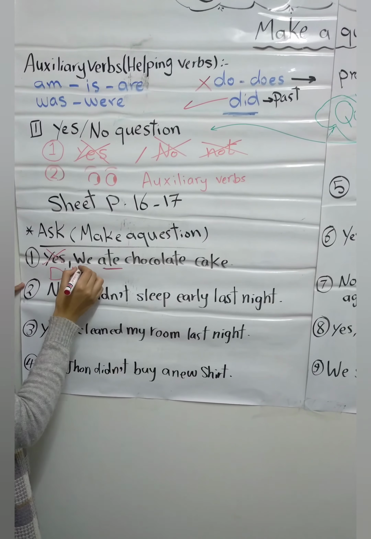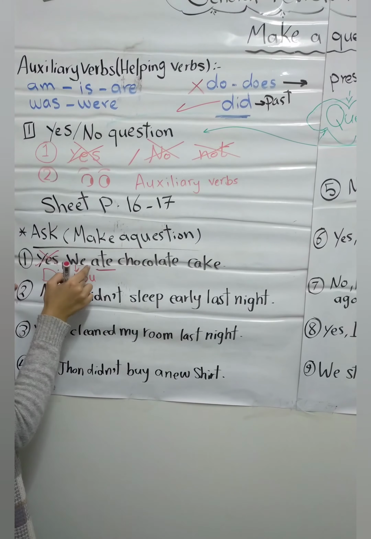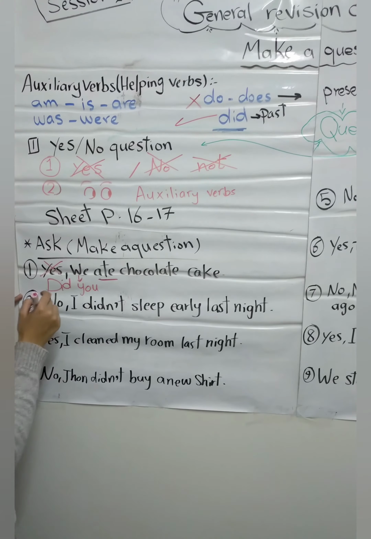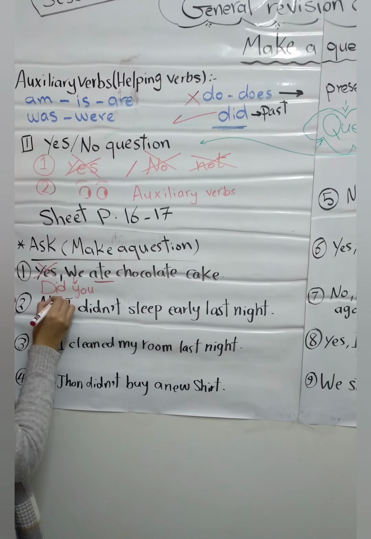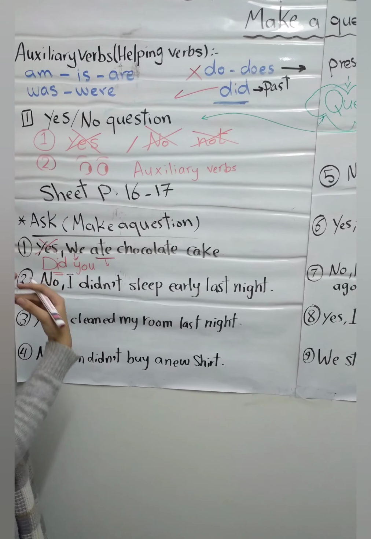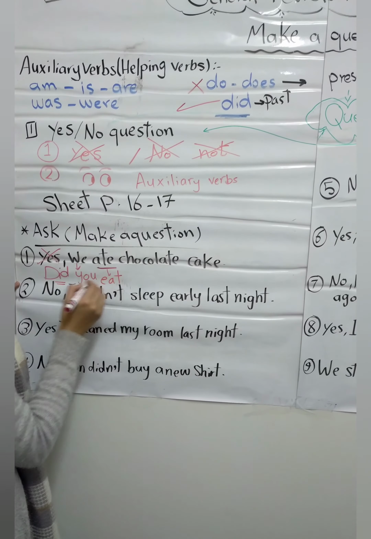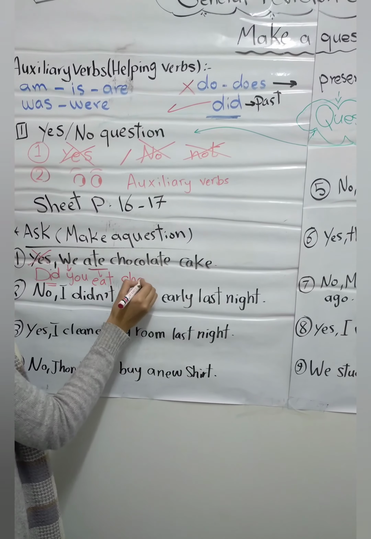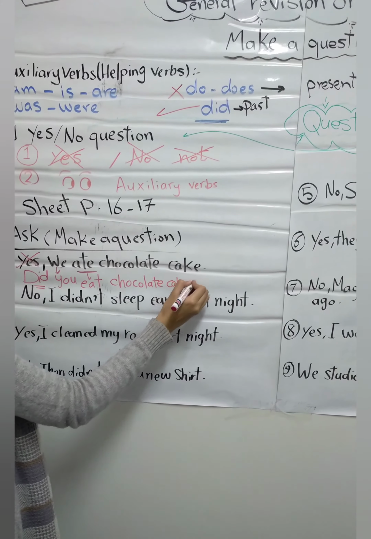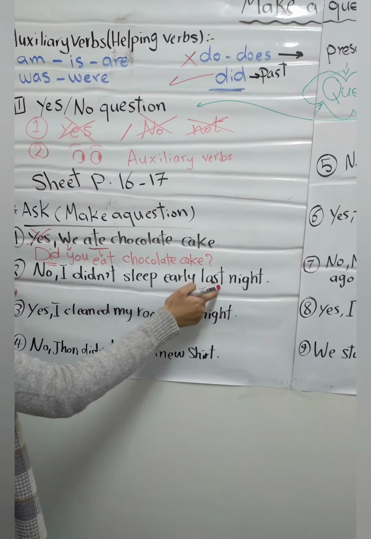Did. We in the sentence becomes you in the question. Okay, did you, and after did the verb is infinitive. We put it in its basic form, we bring it back to its original. Ate becomes eat. Did you eat chocolate cake? And question mark.